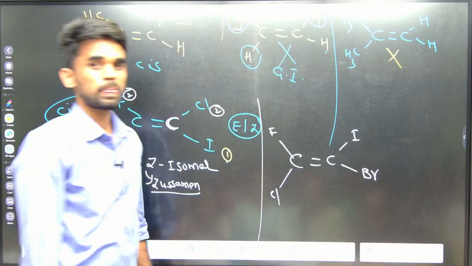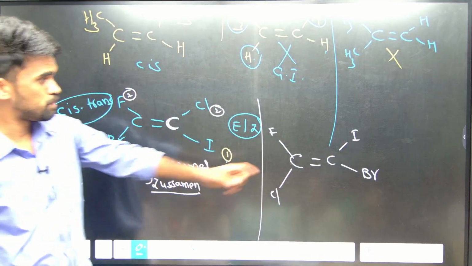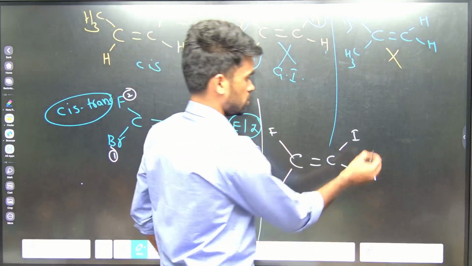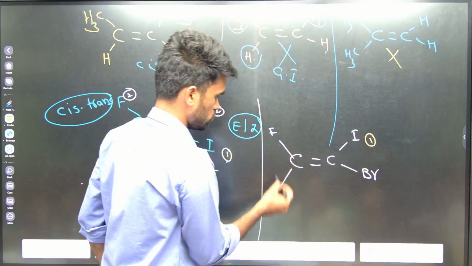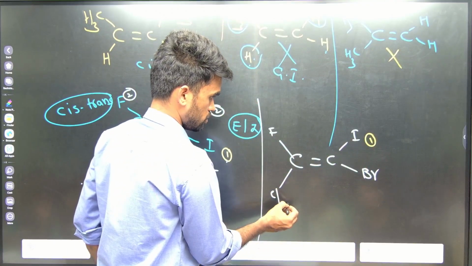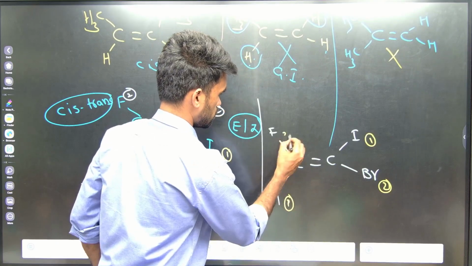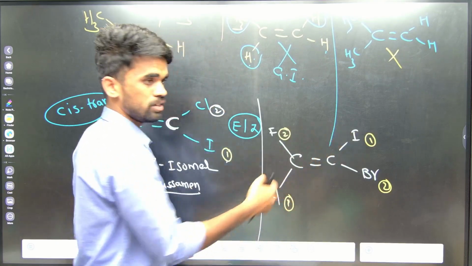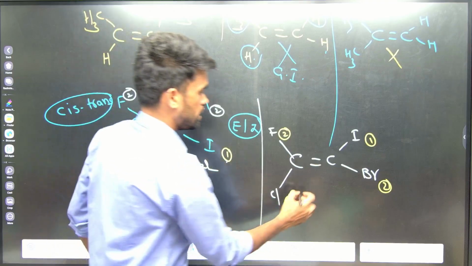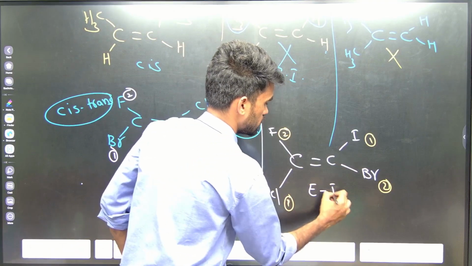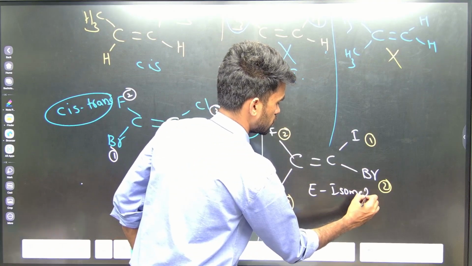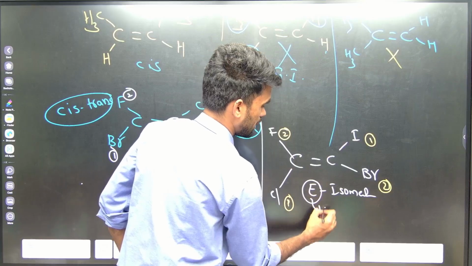Next one. Tell me here. Which is prioritized out of these two? 1. These two? How do 1 and 1 arrange? So it should be called the E isomer. This is called entgegen.